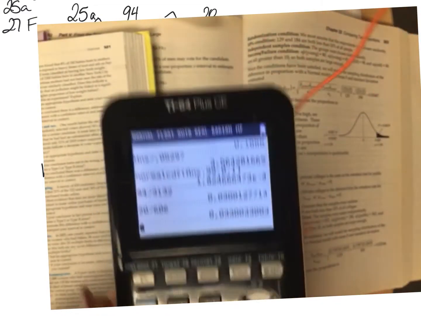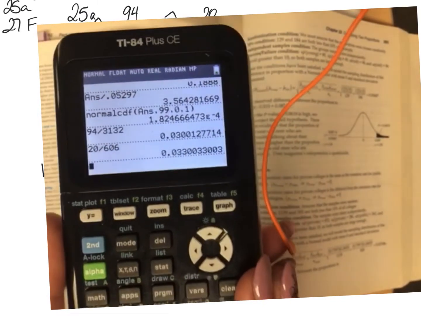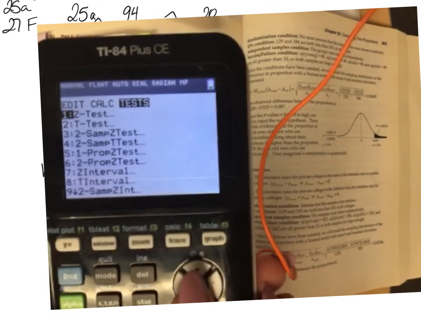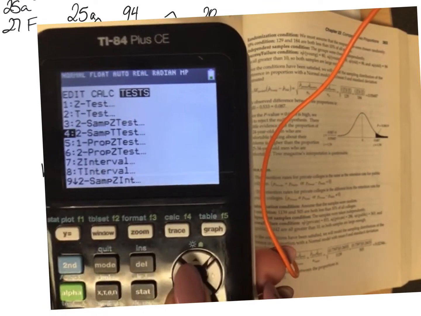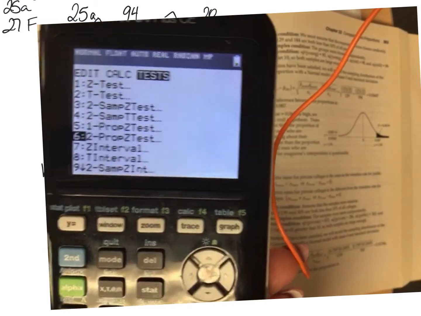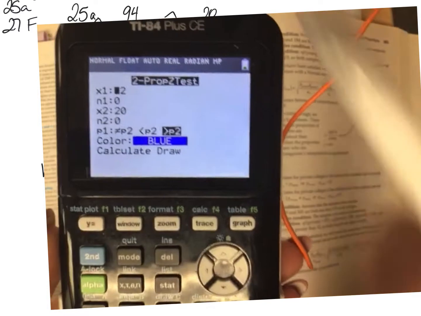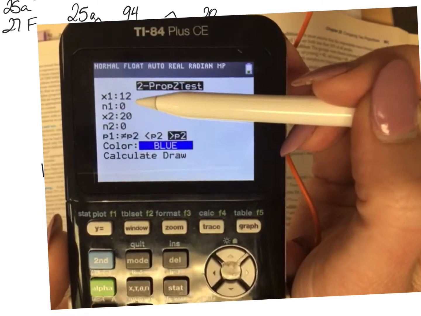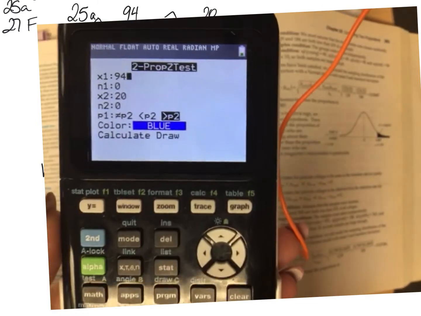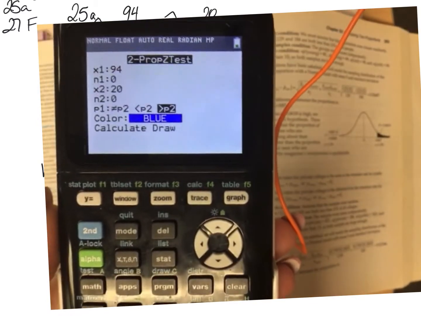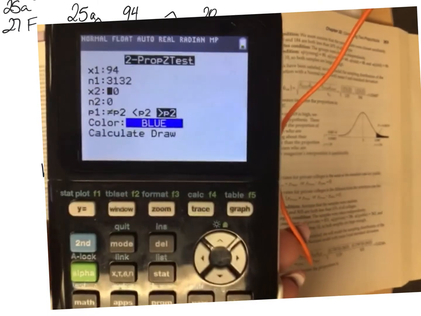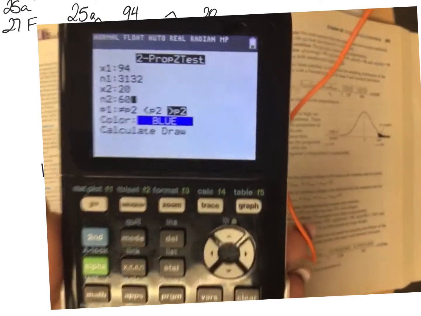So in our calculator, where do we find our tests? Stat, tests. There we go. We're going to go down to the two proportion z-test, two prop z-test, and we're going to hit enter. Now it asks me for x1. That's the numerator of p hat, in this case w, 94, and n1, which is 3132. And my x2 is 20 over 606.